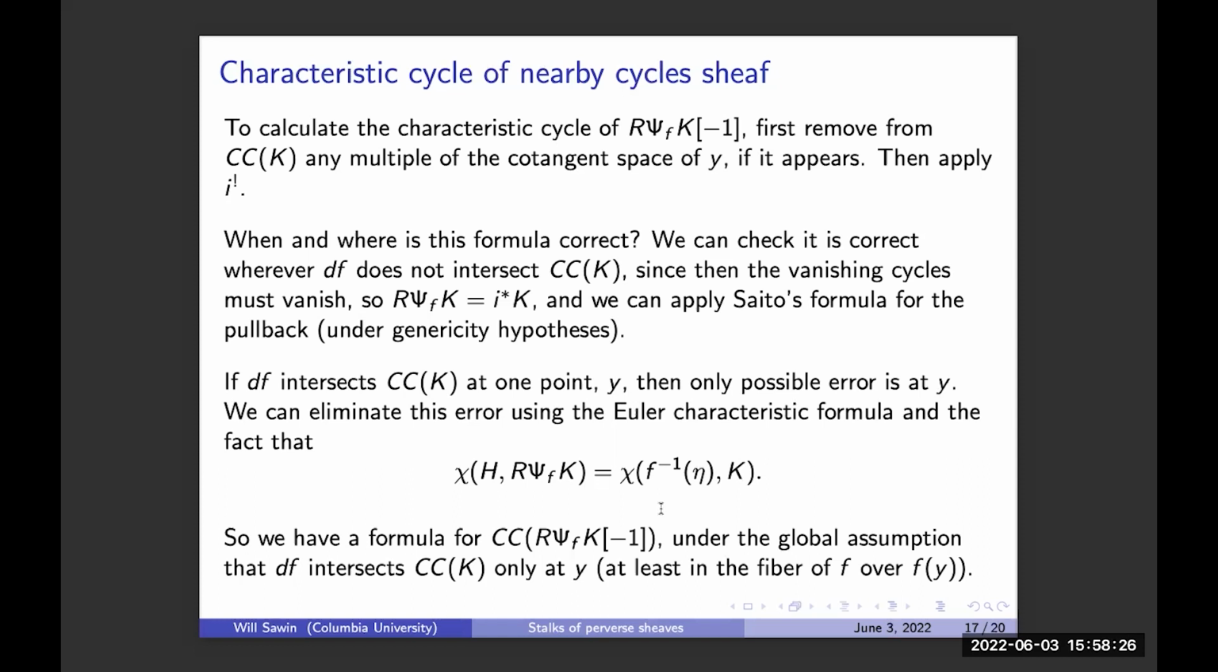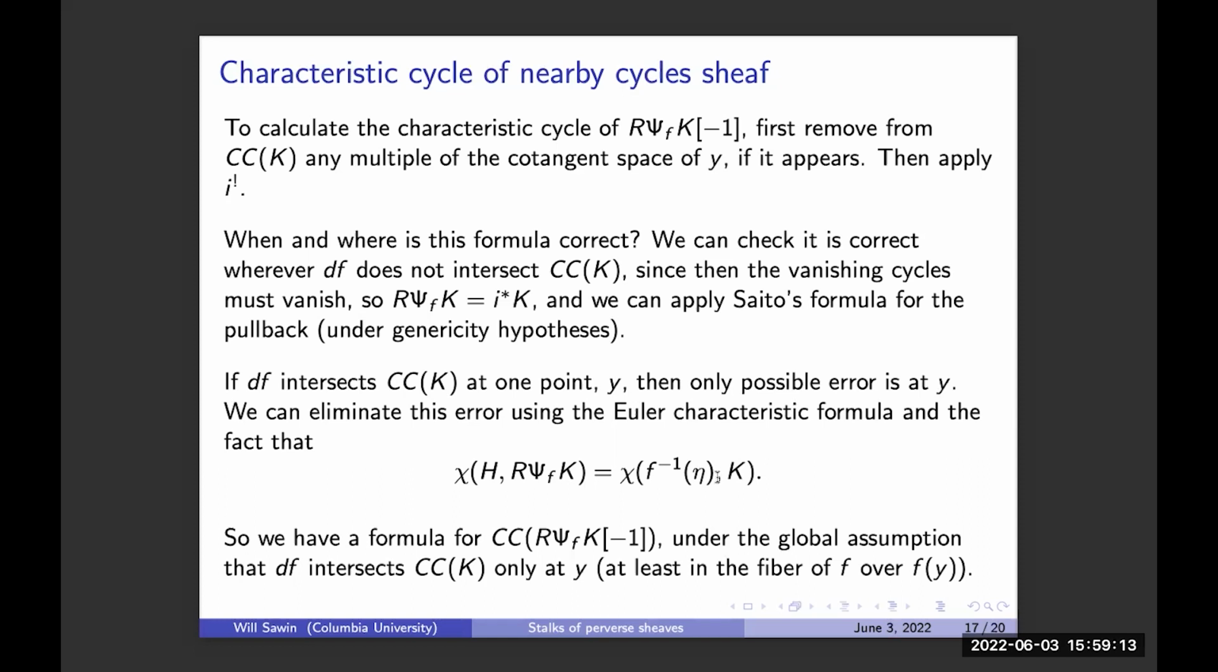And so we can eliminate this using the Euler characteristic formula, using the fact that the global intersection of the characteristic cycle with the zero section is equal to the Euler characteristic. If my formula were not correct, then the Euler characteristic would not equal the Euler characteristic predicted by the formula, because the fiber over Y, if you put a different multiple of that, would contribute to the Euler characteristic. So you just have to check that the Euler characteristic does agree with what's predicted by the formula. And you can do that because the Euler characteristic of the nearby cycles complex is equal to the Euler characteristic of the generic fiber with coefficients in K by the fundamental property of nearby cycles. And then you can compute the Euler characteristic of the generic fiber using the characteristic cycle, and you can compare the two.